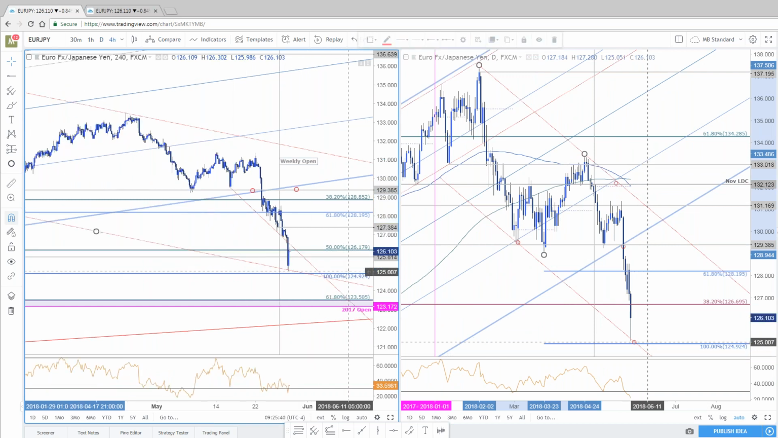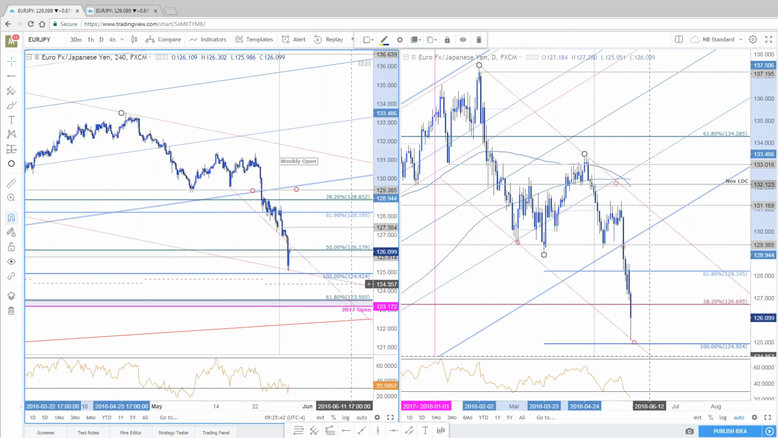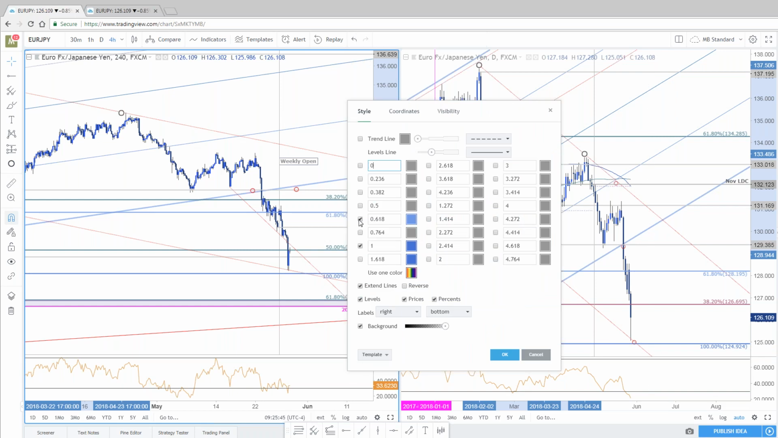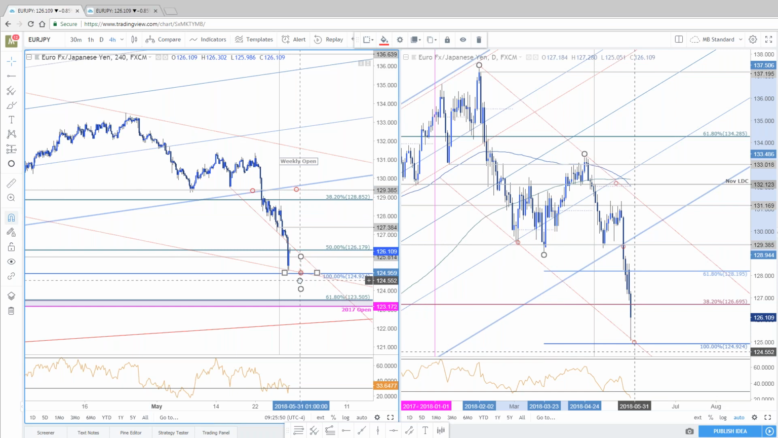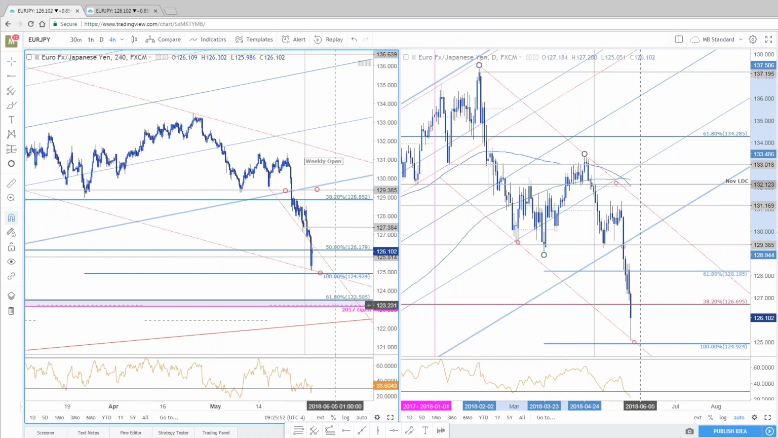You could get one more drop into this zone to kind of jam out all the weak hands, but it's hard to try playing a reversal on anything here. Looks like a breakdown, it's plain and simple.